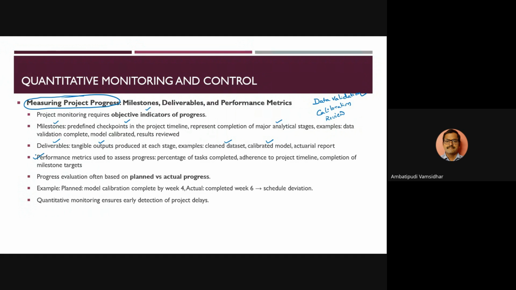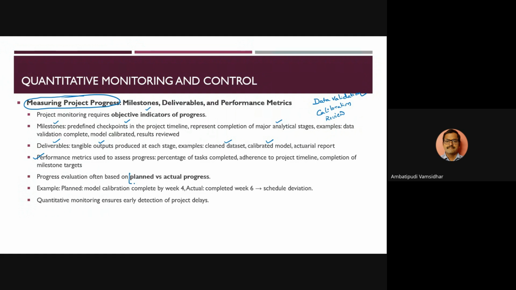Then I also have metrics with respect to performance. How many tasks are completed? What is the proportion of tasks that are completed? How much of them are work in progress? How much of them are completed in time? Right? How many of them are delayed by how many days? All this is going to be a part of performance metrics.